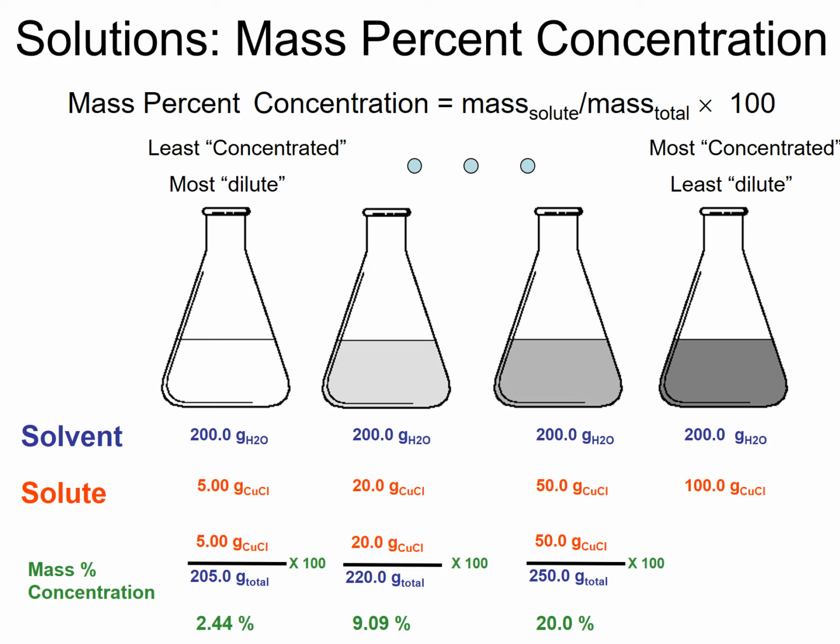And lastly, the most concentrated solution of the bunch, we had 100 grams of copper chloride in a total of 300 grams of copper chloride and water solution, times 100 gives us a 33.3% by mass solution. As we look at these numbers from left to right, indeed, we go from smaller to larger numbers, telling us that we are going from more dilute to more concentrated solutions from left to right.